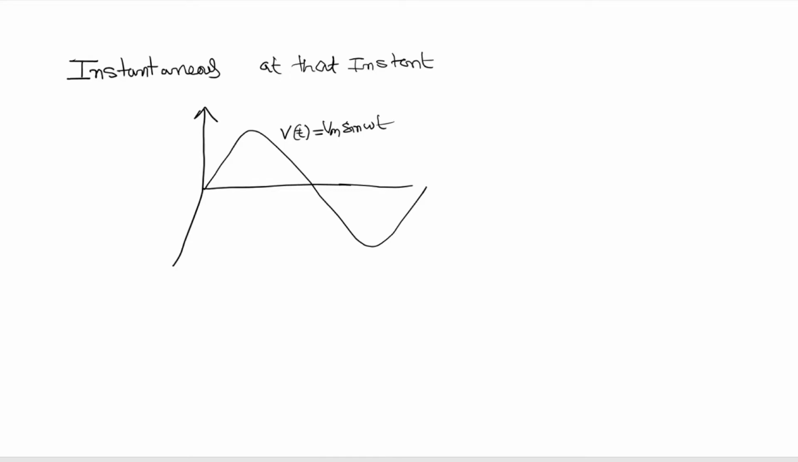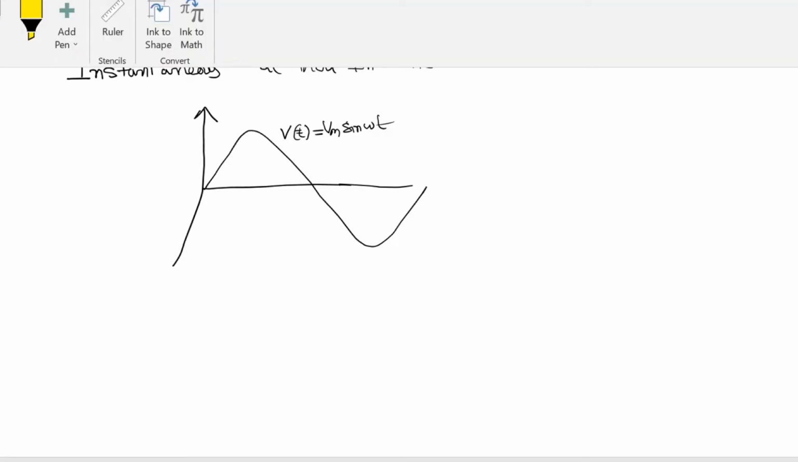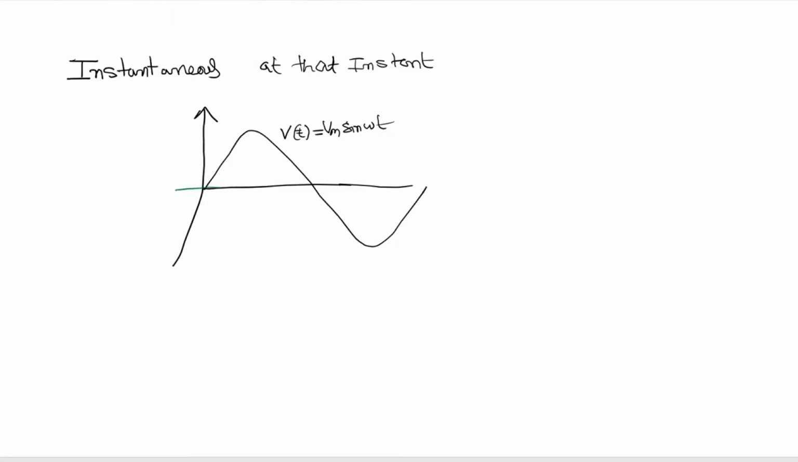Now let me take one more waveform, and let me name this as I of t, which is equal to Im sine omega t. But I can't write just omega t. Why?